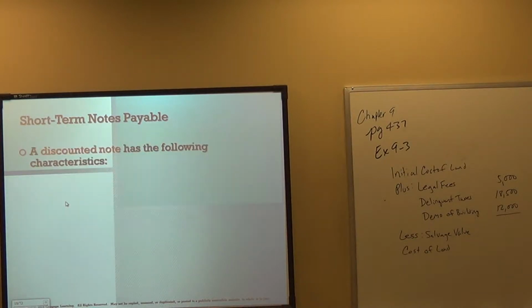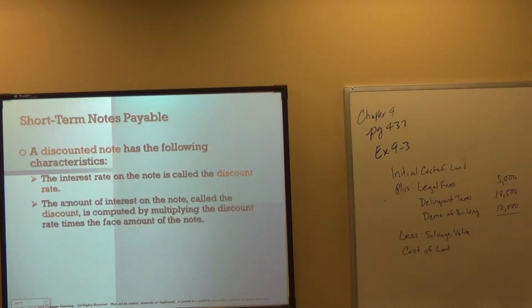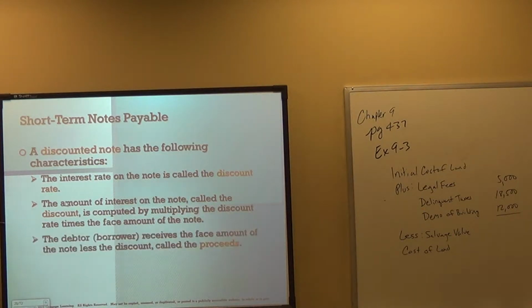And we use it efficiently. All right, the discount note has the following characteristics. So now there may be a discount note that you get. The interest rate on the note is called the discount rate. So you'll see that. And the amount of interest on the note, called the discount, is computed by multiplying the discount rate times the face amount of the note. We'll walk through what this all means in just a second here. And the borrower receives the face amount of the note less the discount, as the proceeds.